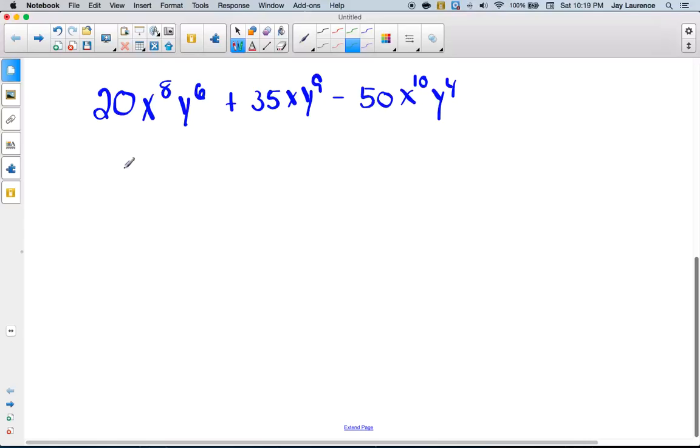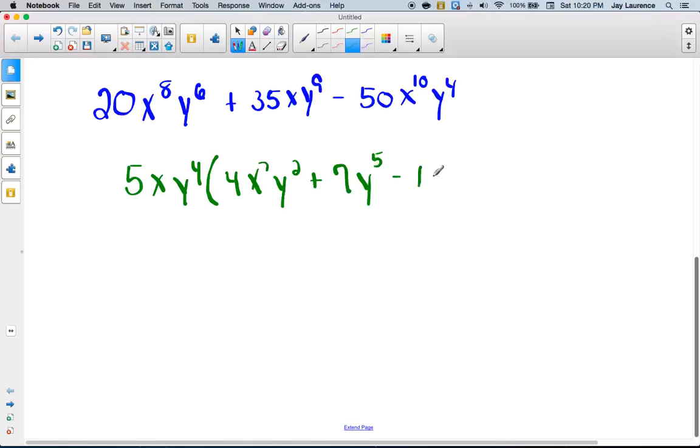All right, I think my GCF, here comes my solution, for the coefficients is going to be 5. Of the x's, it's going to be x. Of the y's, it's going to be y to the 4th. I'll be multiplying that by 4x to the 7th y squared plus 7y to the 5th minus 10x to the 9th, like that. And there you go. I just factored by the GCF.